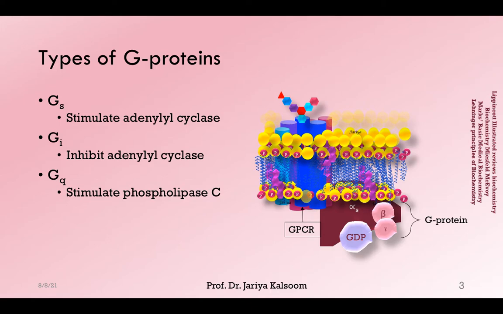The G alpha subunit may be stimulatory, represented by subscript S, or inhibitory, which is represented by a subscript I. GS subunits activate adenylyl cyclase and GI subunits cause deactivation of the adenylyl cyclase. Whereas GQ activates phospholipase C via a different signal transduction pathway. In this video, only GS and GI are under consideration.